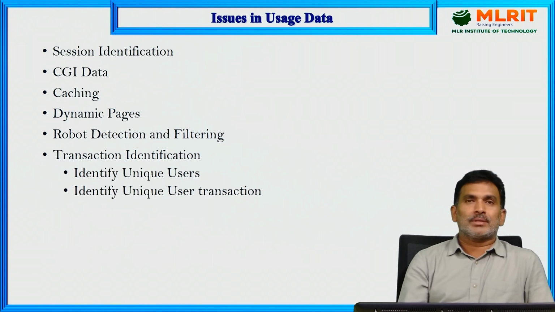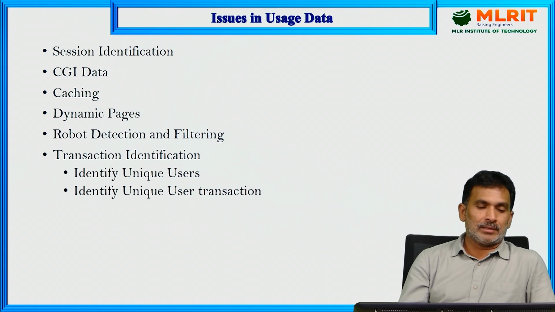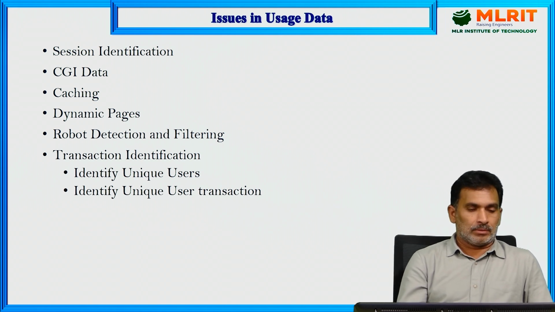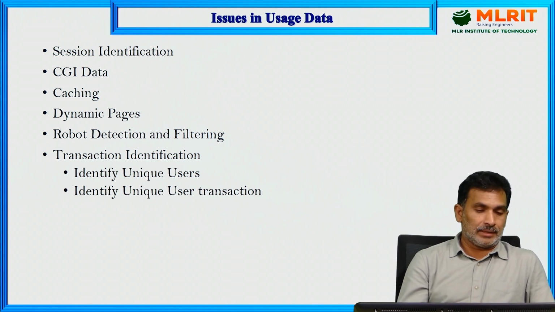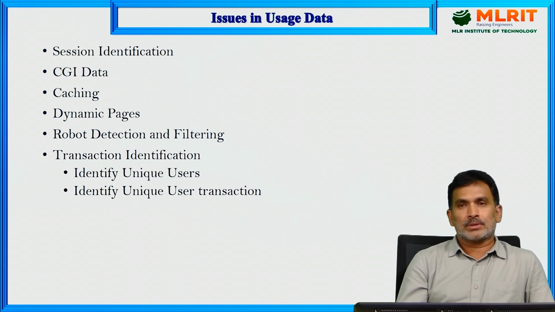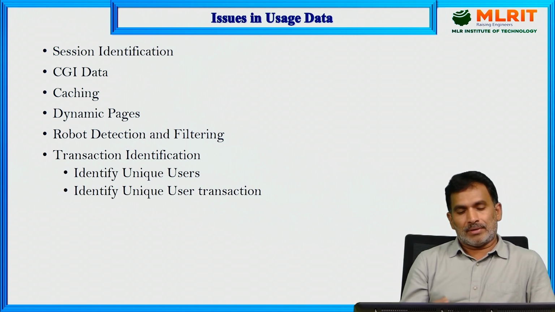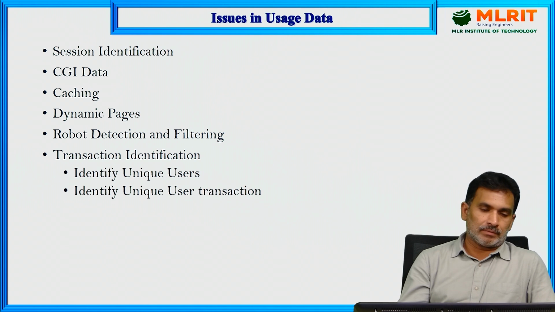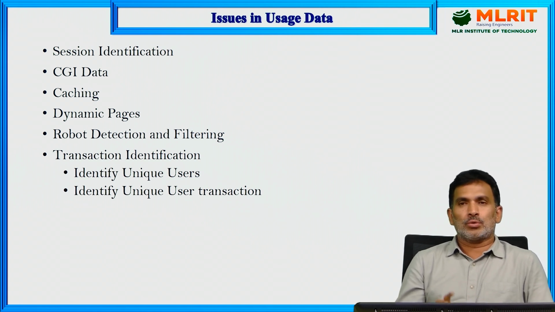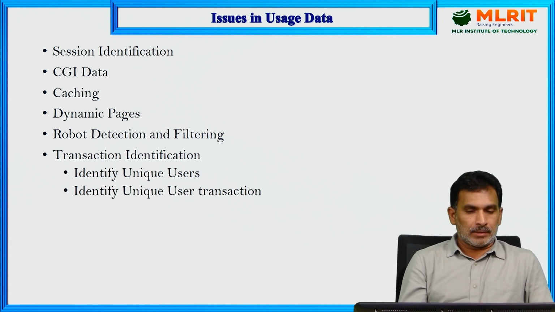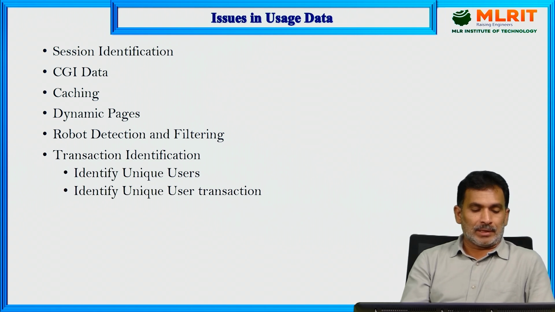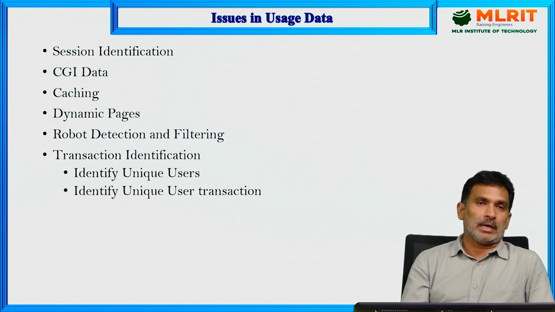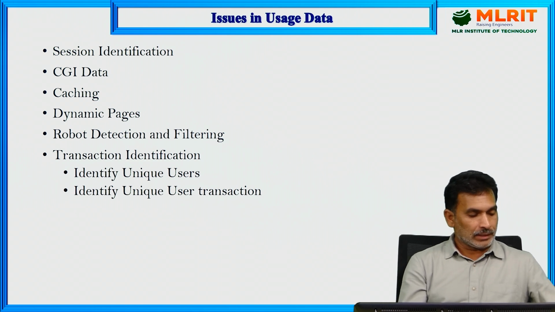Next, the issues in usage data: mainly session identification, CGI data (common gateway interface data), and caching. Sometimes we will not always get the data from the server; the most frequently used data needs to be maintained in a temporary storage called a cache. Next, dynamic pages, robot detection and filtering, and transaction identification, which is mainly to identify unique users and unique user transactions.